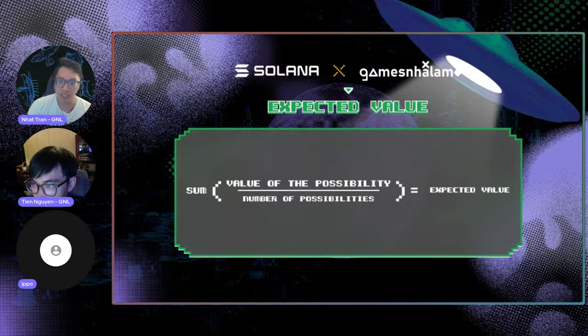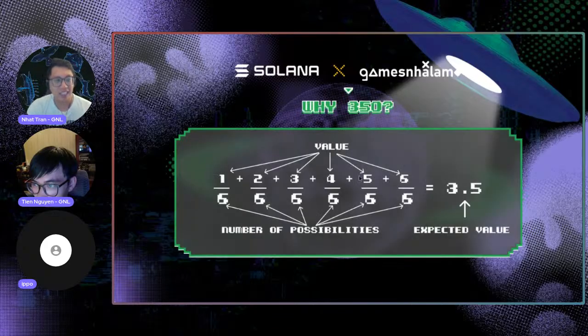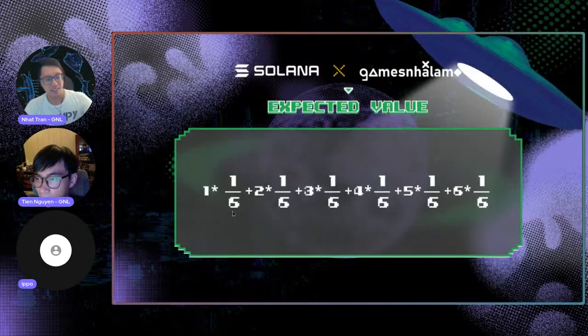And that's how we calculate the expected value. Okay, but if we take a little bit deeper look, we can see that this can also be written like this: 1 times 1 over 6 plus 2 times 1 over 6 plus 3 times 1 over 6 plus 4 times 1 over 6 plus 5 times 1 over 6 plus 6 times 1 over 6.